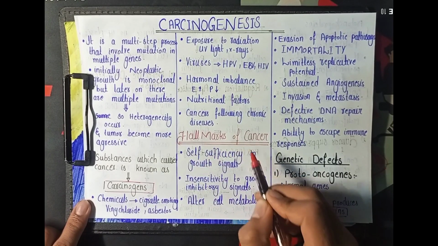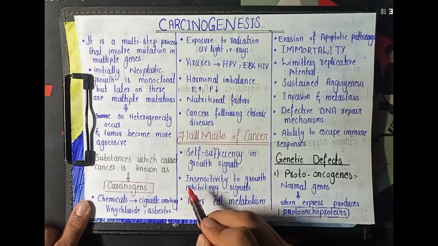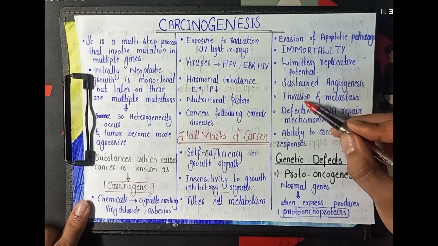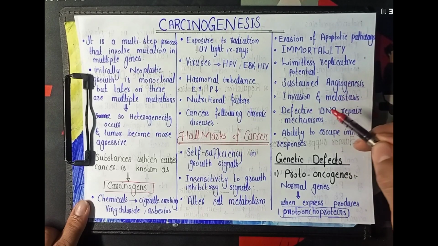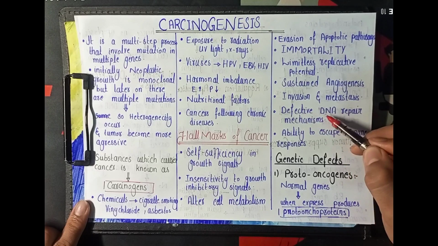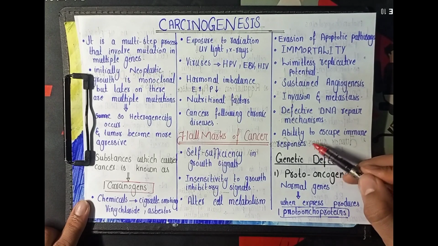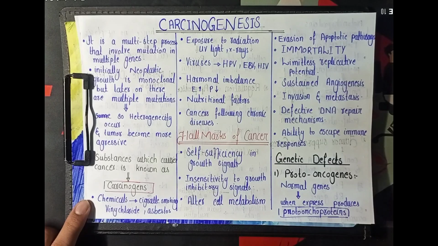So the cancer cell shows self-sufficiency in growth signals. They also show insensitivity to growth inhibitory signals, and there is altered cellular metabolism. Similarly, there is evasion of apoptotic pathways, and the cancer cells are immortal and they have limitless replicative potential. Similarly, they show sustained angiogenesis. In cancer cells, invasion occurs and metastasis occurs. Similarly, they have defective DNA repair mechanisms, and the cancer cells have the ability to escape the immune responses, and they are not recognized by the immune system. So all of these hallmarks lead toward cancer.